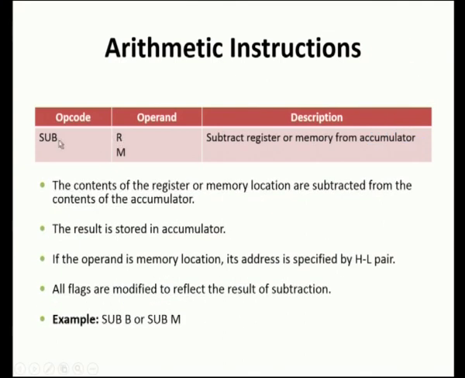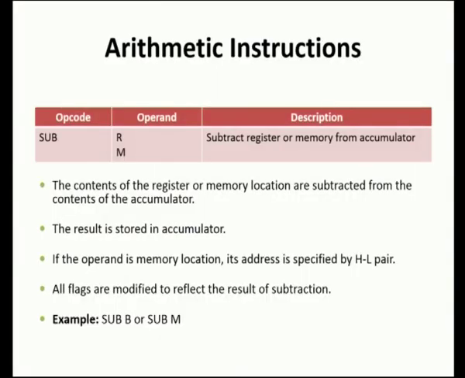Next we will discuss subtraction. The subtraction format is SUB R. Either the register or memory content is subtracted from the accumulator and the result is stored in the accumulator. If the operand is a memory location, its address is specified in the HL register pair. All flags are modified to reflect the result of the subtraction, whether it is a negative number or 0.